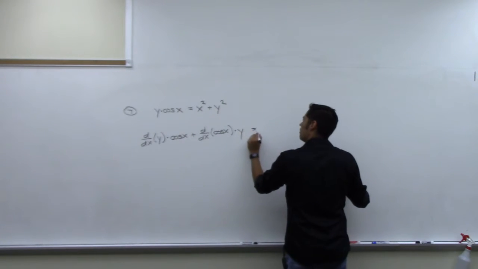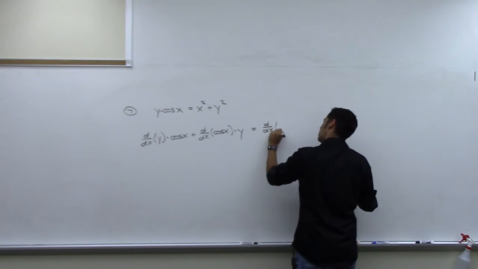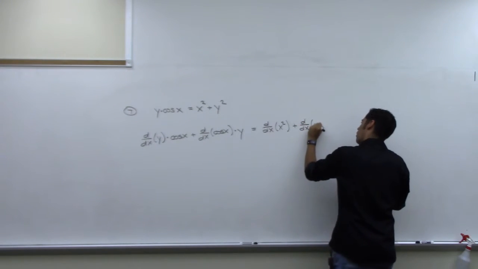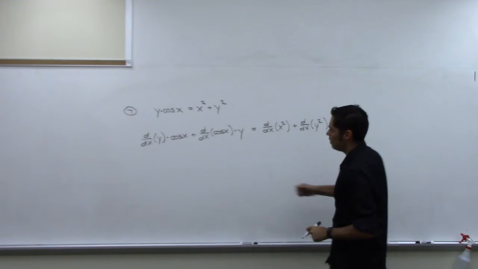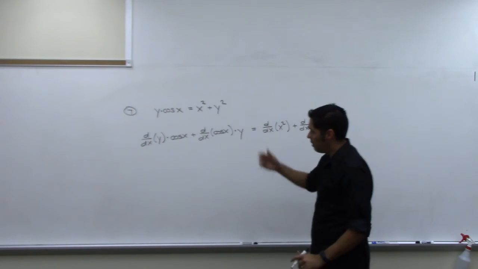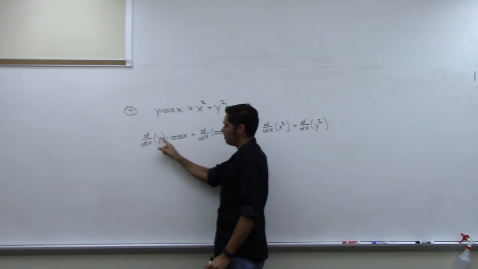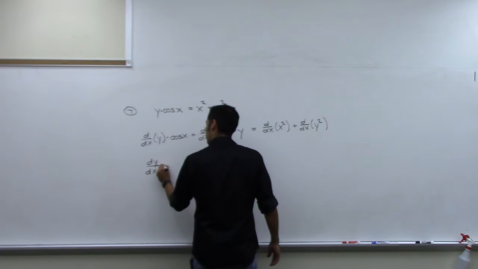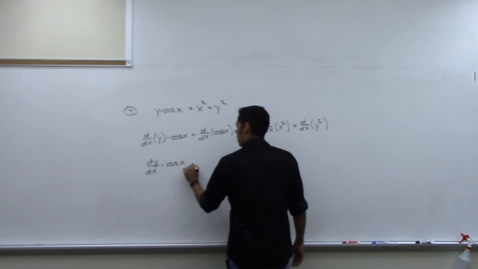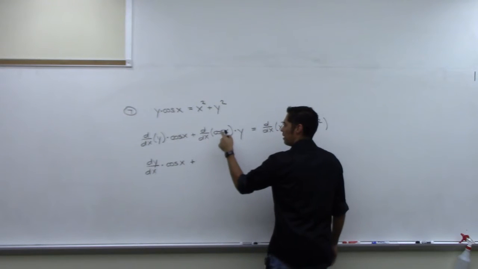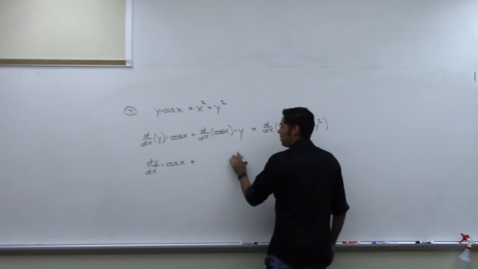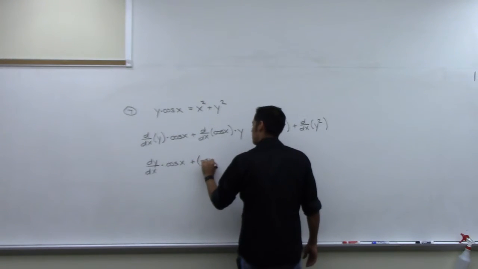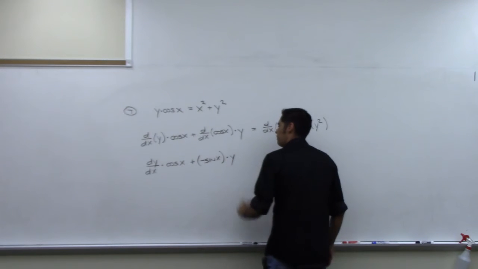This must equal the derivative with respect to x of x squared plus the derivative with respect to x of y squared. I could do those separately because there's addition. And now I come back over here. What's the derivative with respect to x of y? Well, that's dy dx. That's what we are looking for, times cosine x plus, what's the derivative with respect to x of cosine x? This right here is its own function. It has just x's in it, so this is our standard derivative. Derivative of cosine is negative sine, but then still times y.